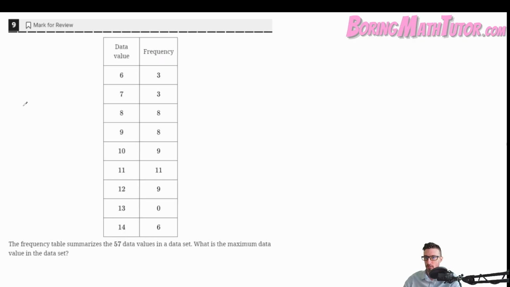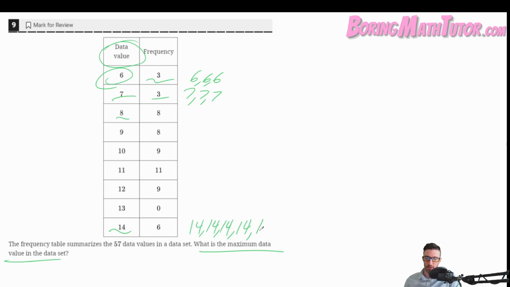Watch out. All right, remember we're still in the early part of the test, so we only got baby problems here. What is the maximum data value in the data set? You just have to realize that they're giving you data values as low as 6, but a frequency of 3. That means that you have 3 6s. 7 frequency of 3, so that means you have 3 of those. And then by the time you finally get to the last one, 14, you would have 6 of those.